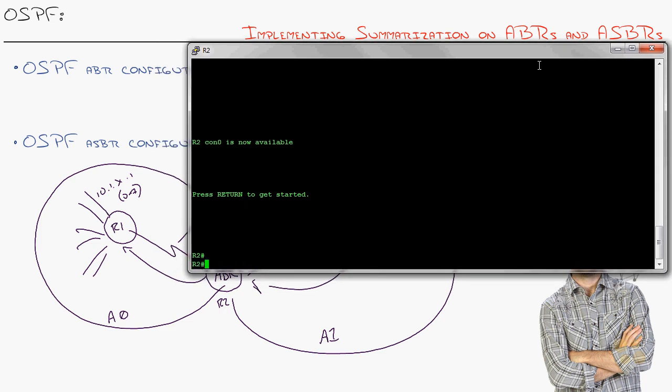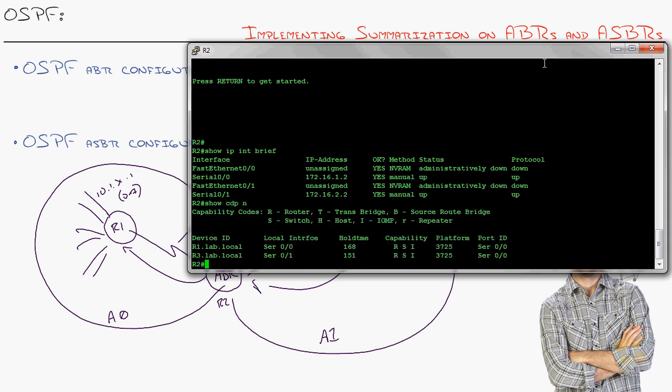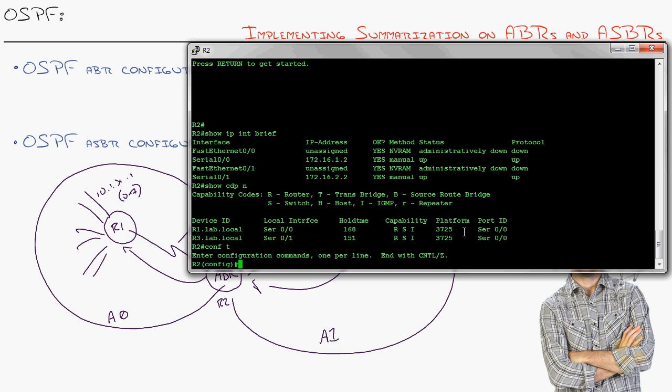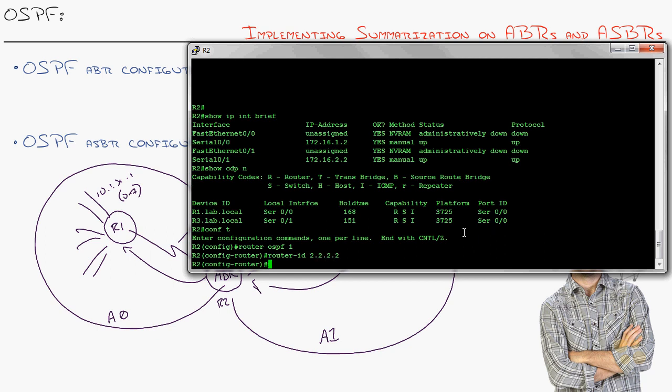So I'm going to go to router 2, do a quick show ip interface brief. You can see I've got two 172.16 IP addresses right there. You can see router 1.lab.local sitting out in area 0, and router 3, that's the guy in area 1 on the other side. To implement an OSPF ABR, again, not hard at all. I'm going to do router ospf 1, the process ID. I'll do a router ID just because I did on the other ones, to be consistent, all twos. I'll do a network.